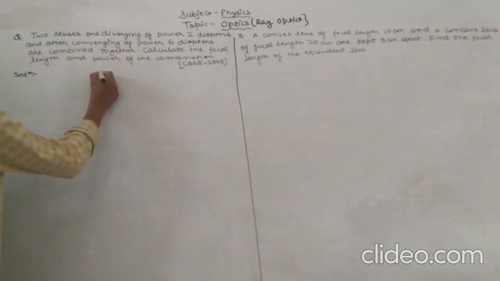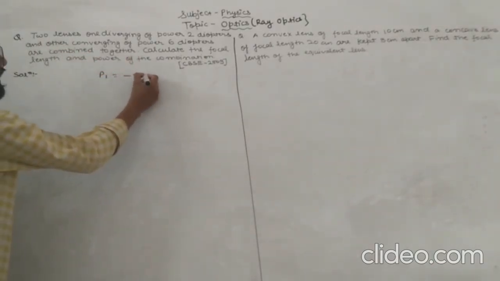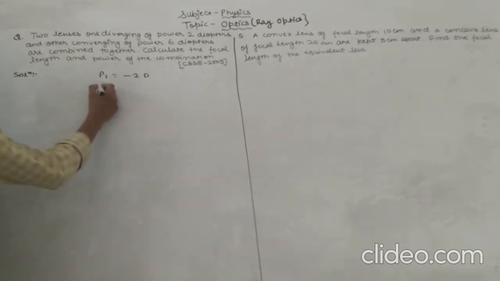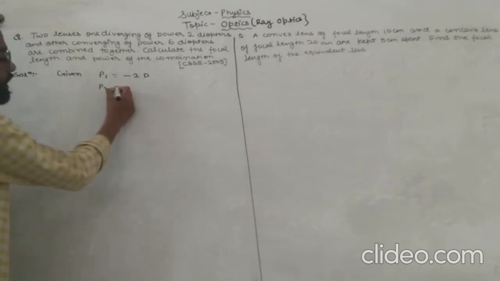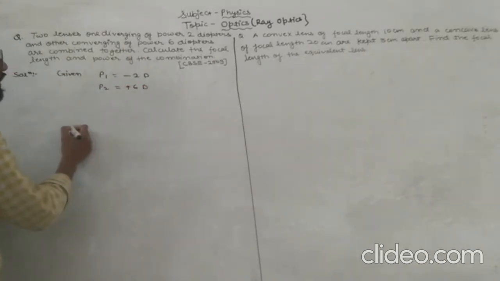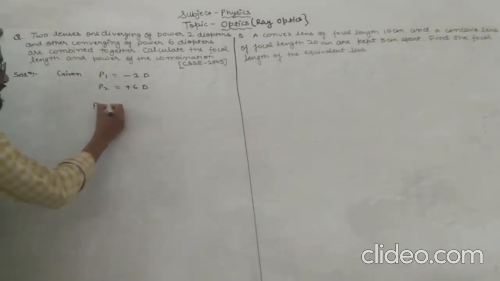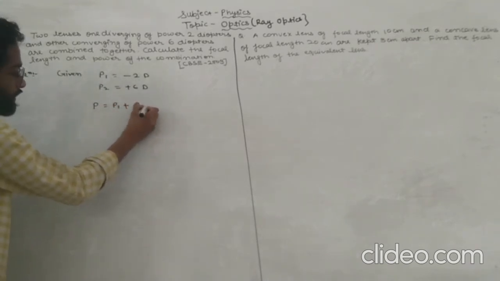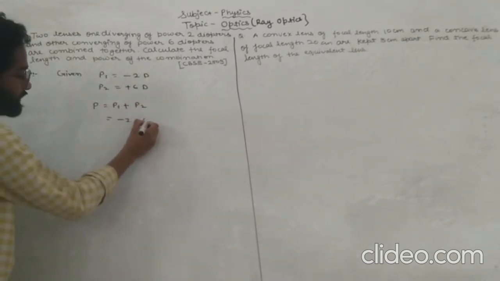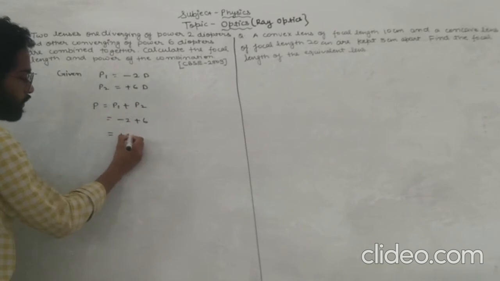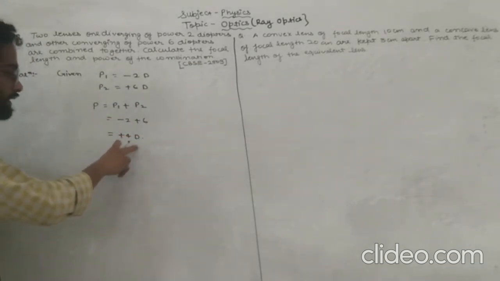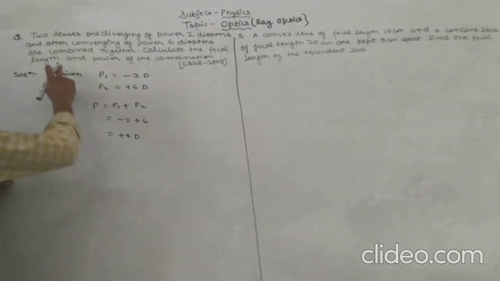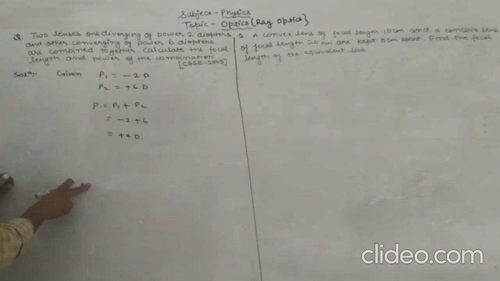The power of a diverging lens is always taken as negative, that is P1 is equal to -2 diopter. The second given quantity, P2, is equal to +6 diopter. The formula for the combination is P is equal to P1 plus P2. So -2 plus 6 is +4 diopter.